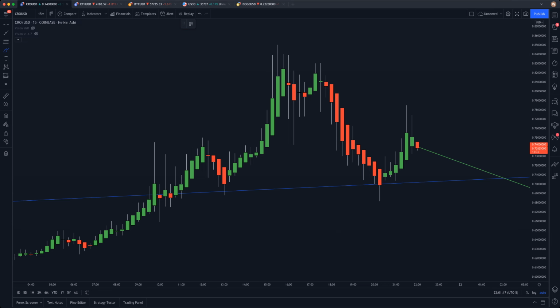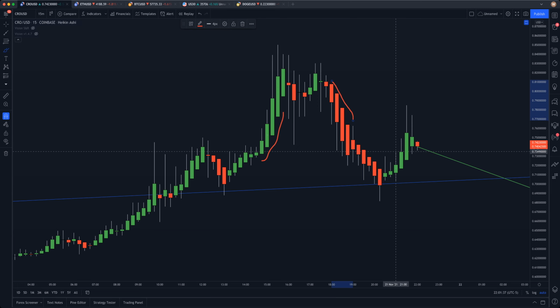But on the Heikin Ashi stuff, what I was doing was, you can see some of these Heikin Ashi candles don't have a lower wick, like out of these green ones here. Some of these green candles don't have a lower wick poking out of them. Same thing with the red ones. Some of these red ones don't have an upper wick poking out of them.